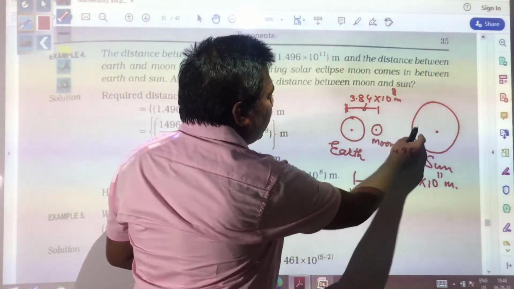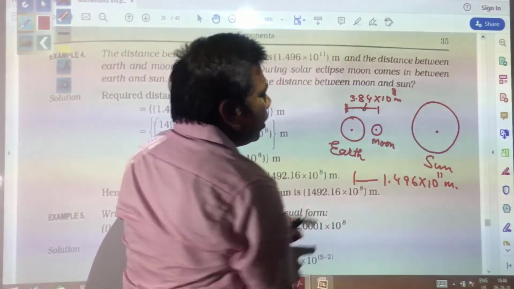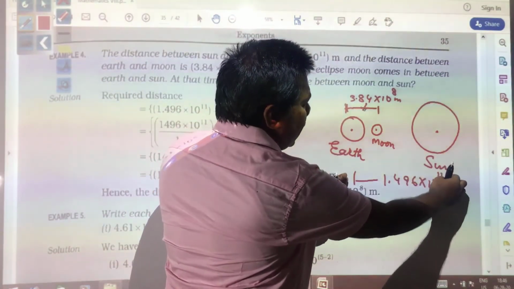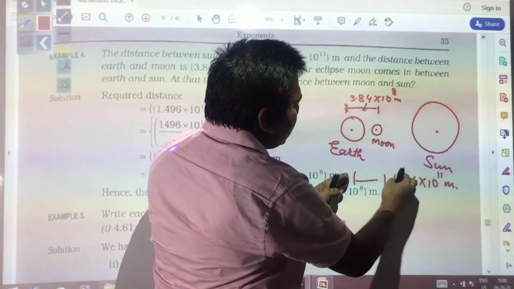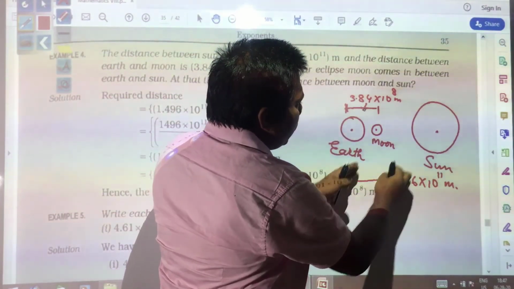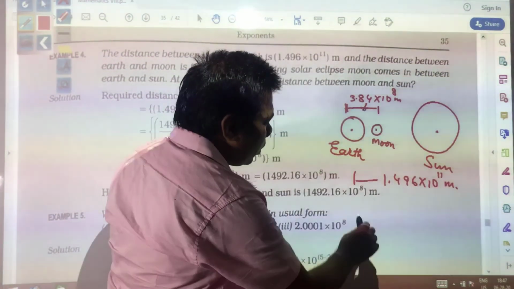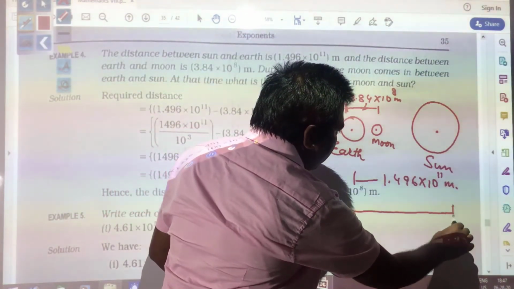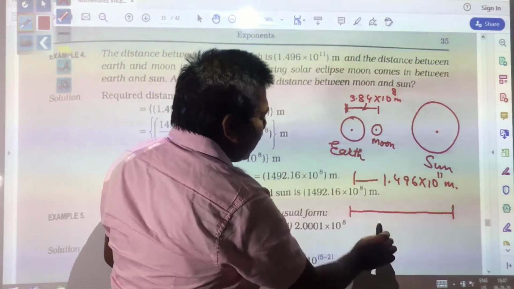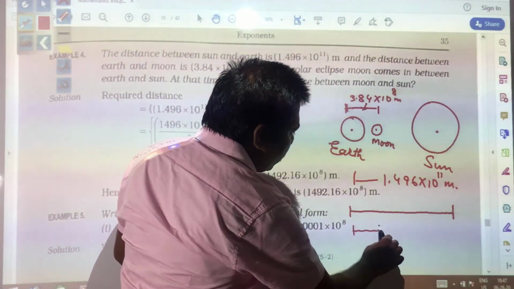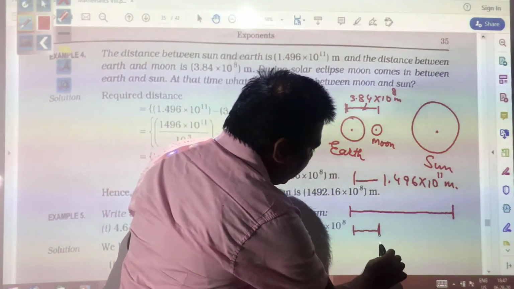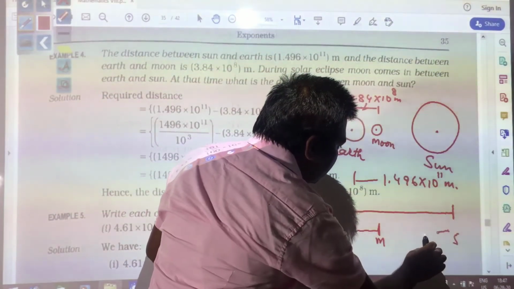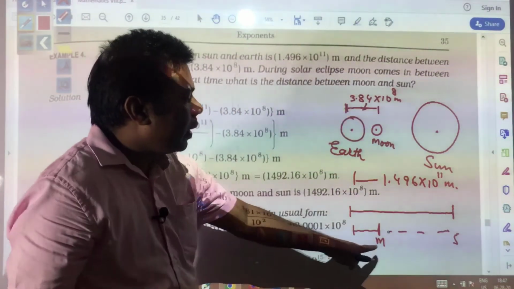Now, you need to find out the distance between moon and sun. Here you see, the distance between earth and sun you know, and the distance between earth and moon you know. So, the distance between moon and sun can be found out. So, how will you find out this distance?